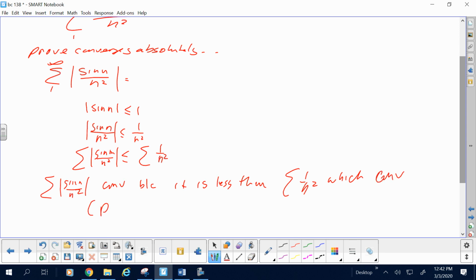Why do we say it converges? P series. P equals 2, which is greater than 1. Now because the positive series converges, then the series converges absolutely.